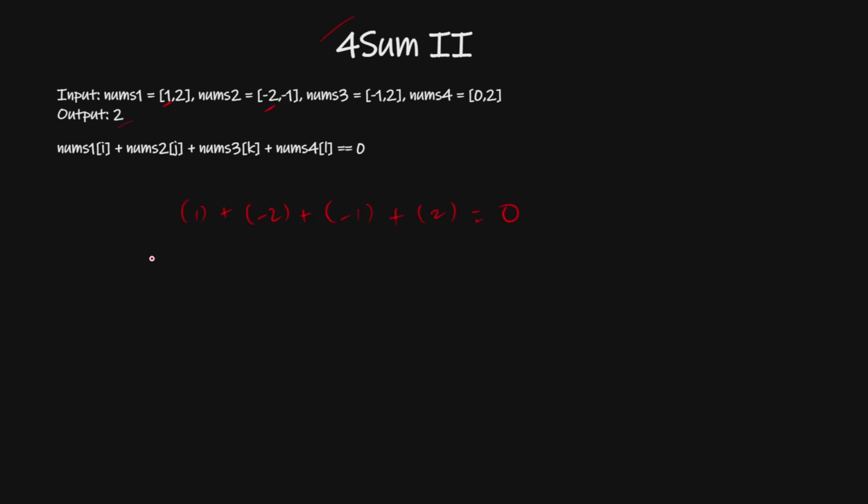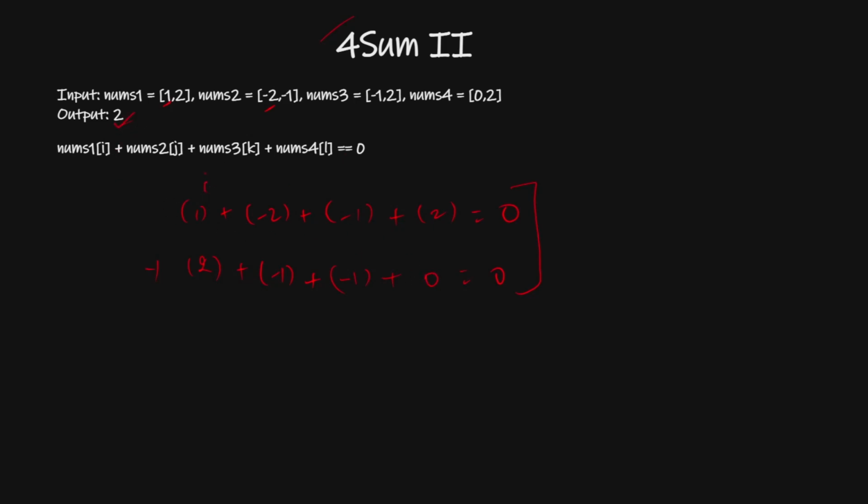And another one: if I take 2 from here, this 2, plus if I take this minus 1, plus if I take minus 1 from here, so it will become 0, so I will take 0 from here. So there are 2 quadruples. I can say there are 2 quadruples, so I will return the number of quadruples.